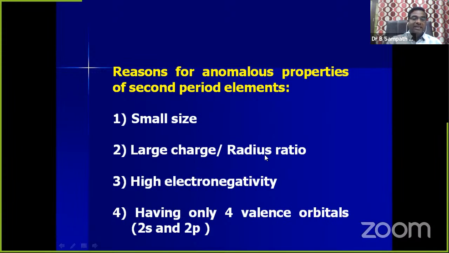Large charge by radius ratio. Because of small size, they are having large charge by radius ratio. High electronegativity because of small size. Having only 4 valency orbitals, 2s and 2p, just now I repeated.